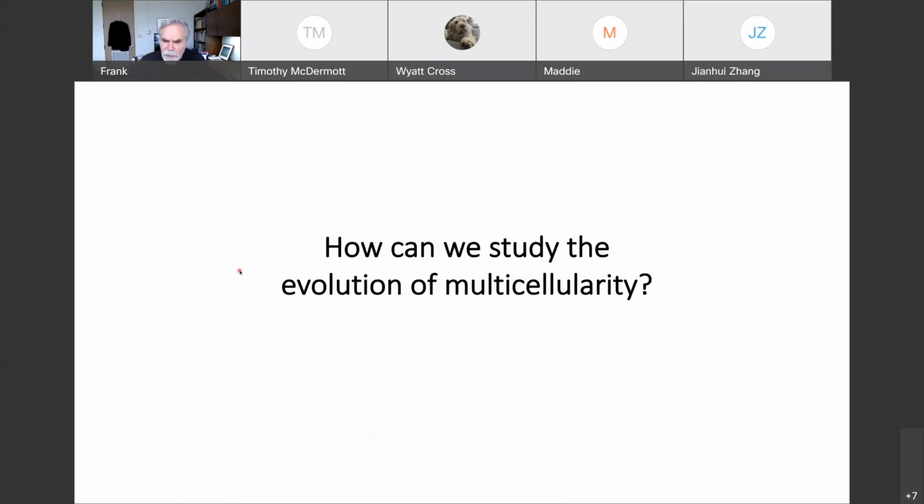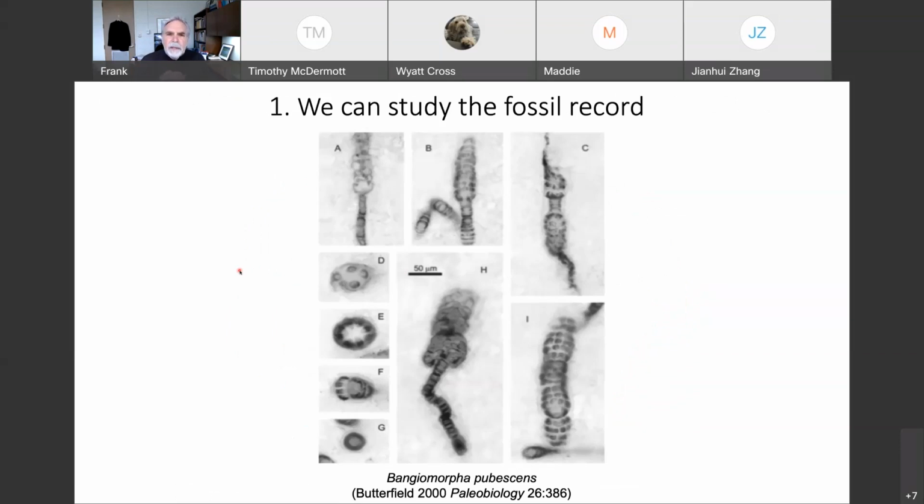So how can we study the evolution of multicellularity? Well, one thing that we can do is study the fossil record. And this has been useful in many cases. And so, for example, it's because of this fossil, Bangiomorpha pubescens, that we believe that the red algae evolved multicellularity at least 1.2 billion years ago.